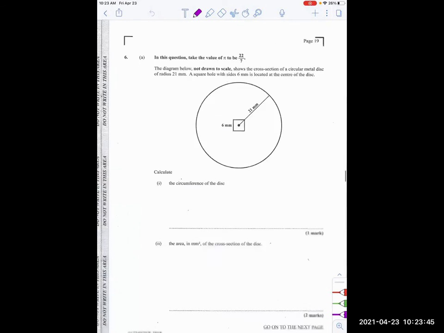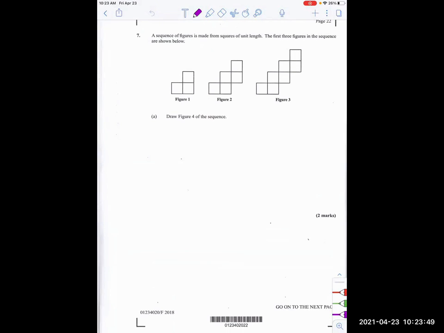So Andre, you're going to turn the page and we're going to do this one. Yes, miss. This is June 2018. I'm giving you a few minutes. A sequence of figures is made up from squares of unit length. The first 3 figures in the sequence are shown below.